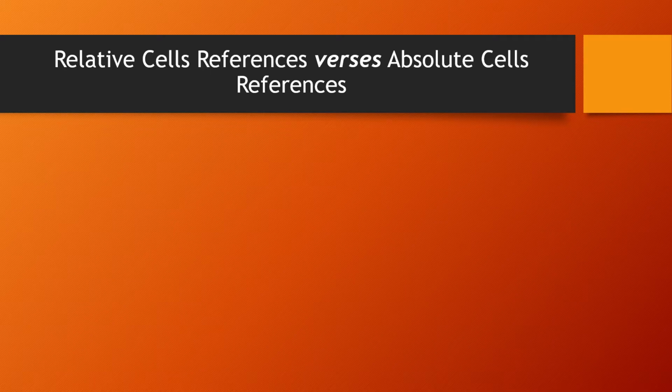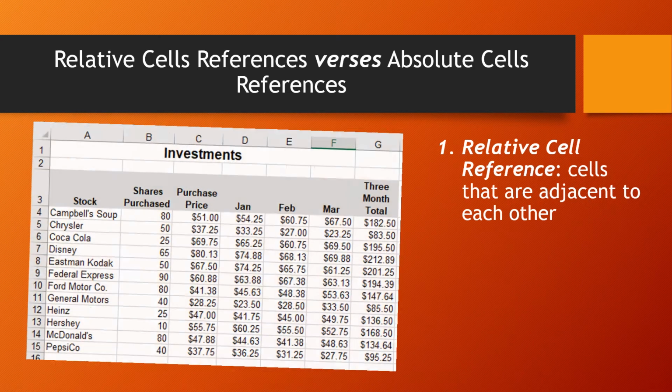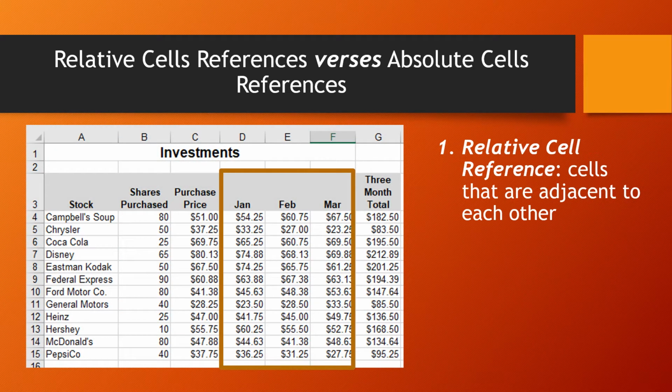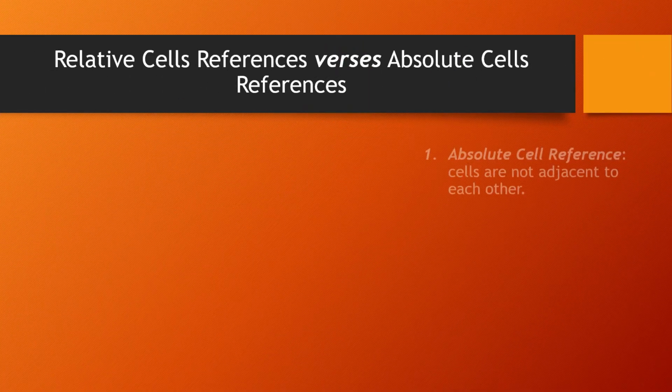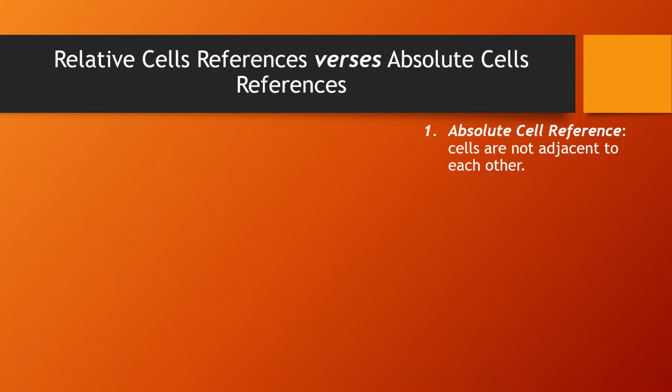Relative cell references versus absolute cell references. Relative cell references are cells that are adjacent to each other. They are grouped next to each other, and there are no blank spaces between them. The fill handle. As you have learned, you may use the fill handle with relative cell references to copy formulas. Absolute cell references are cells that are not adjacent to each other but have spaces between them.